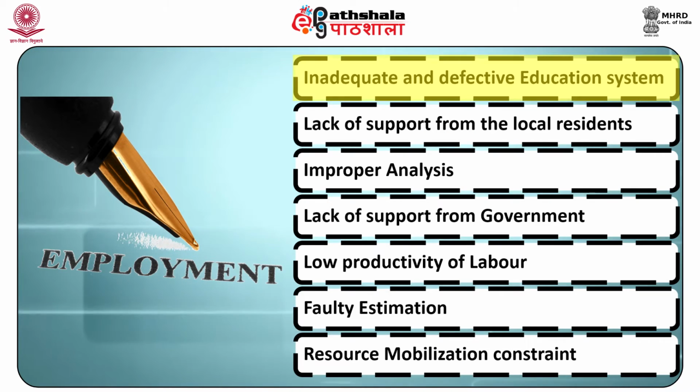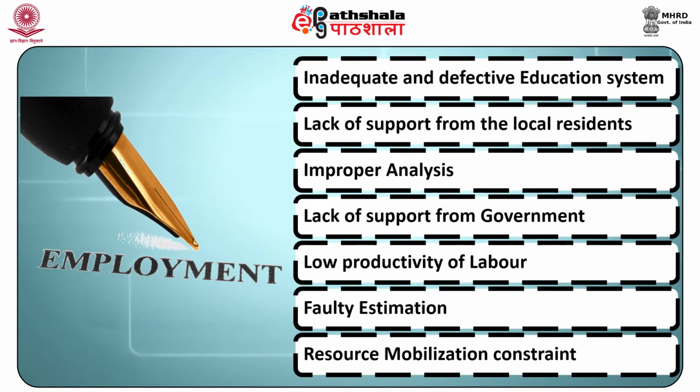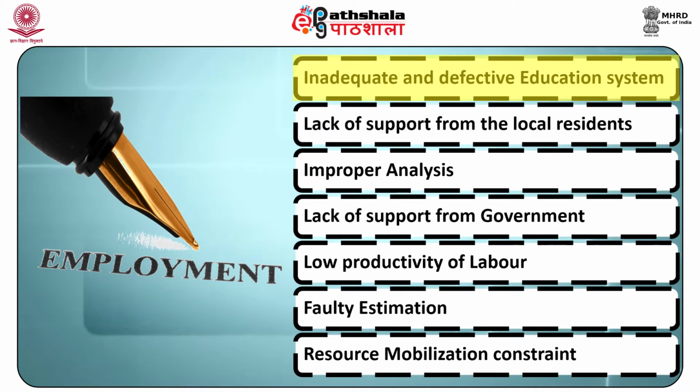1. Inadequate and defective education system. A very common reason is educated unemployment. This is one variant of open unemployment. This generally results due to the defective and faulty education system. There is non-availability of the desired workforce with professional or technical qualification. It may be visible or invisible unemployment.